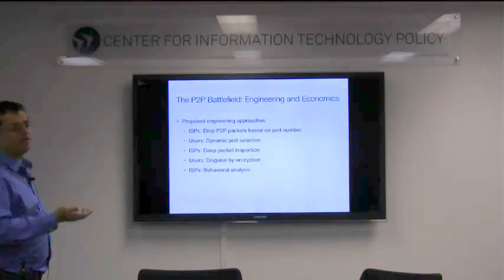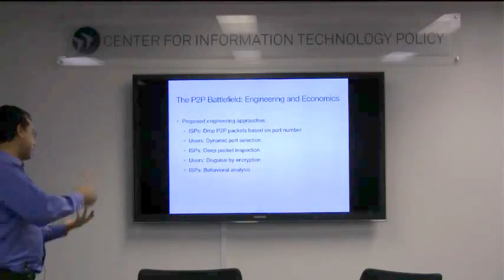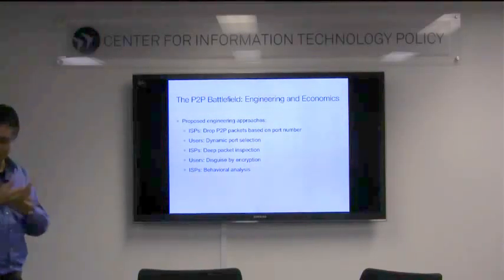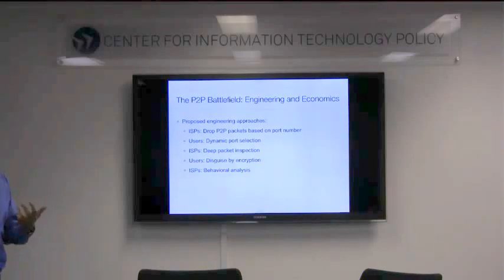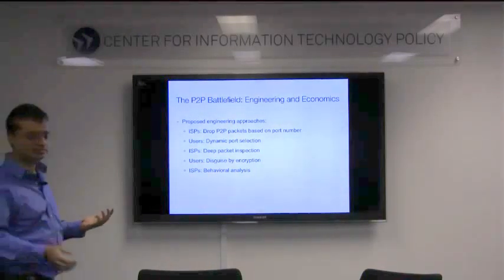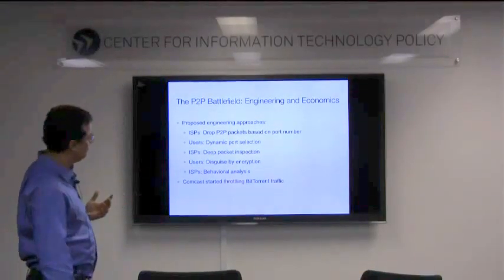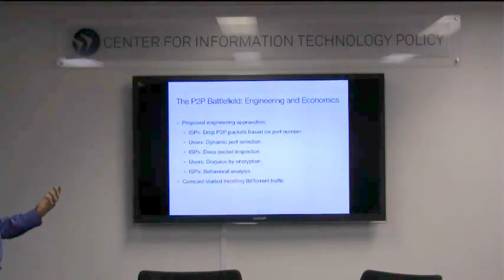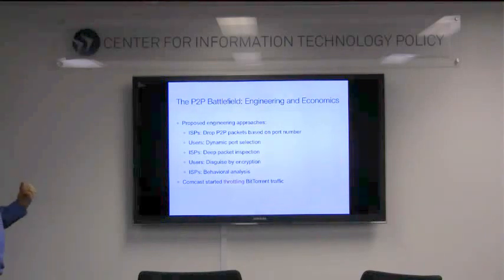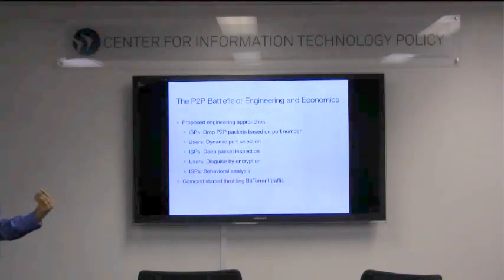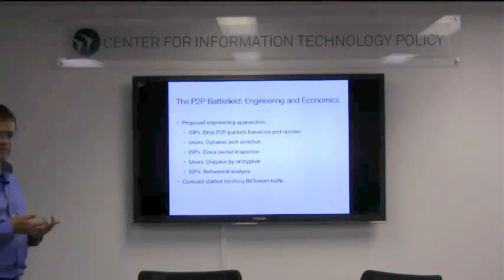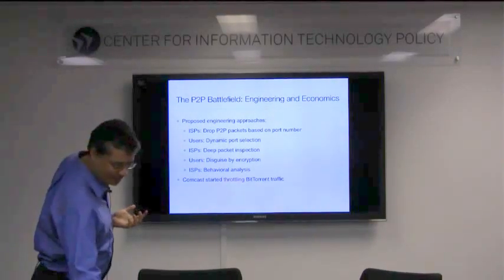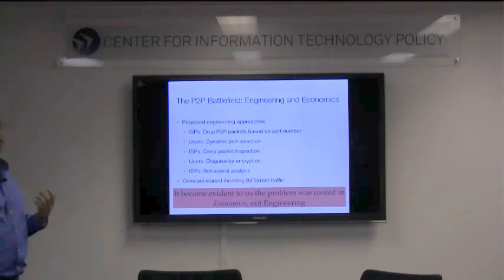Well, then people started disguising it by encryption. The ISPs started doing behavioral analysis. Just based on timing and the size of the packet, they could figure out it's BitTorrent. And the first real public outcry over this, people discovered that Comcast was throttling BitTorrent traffic. And we were looking at this whole cat and mouse game going on, and we thought, the problem really isn't engineering, but the problem was rooted in economics.